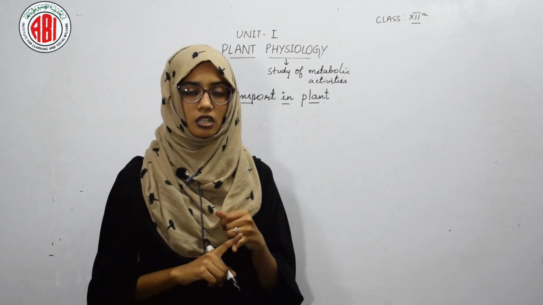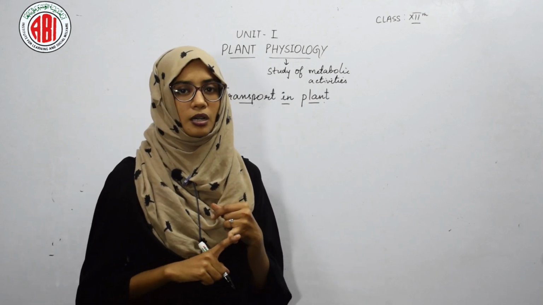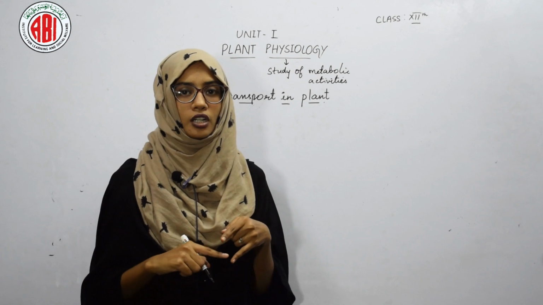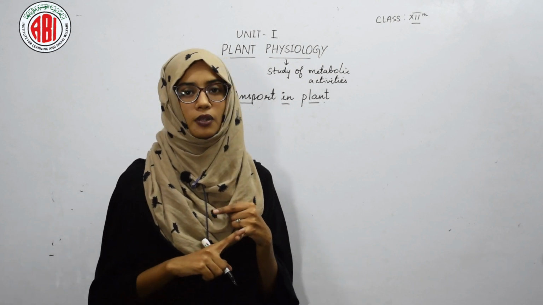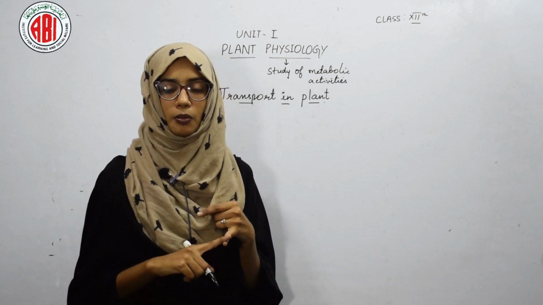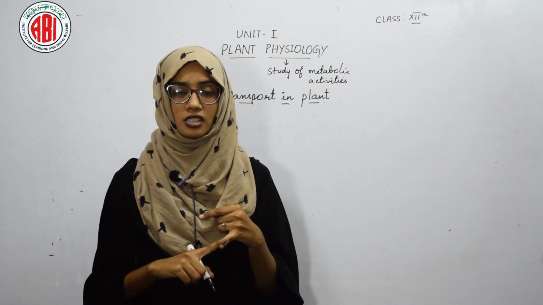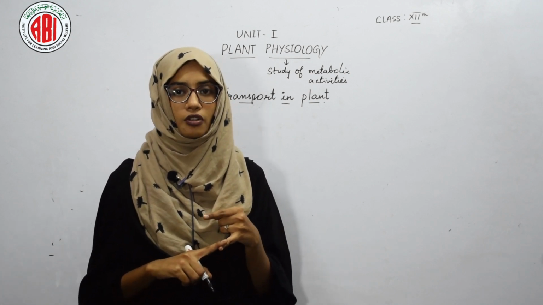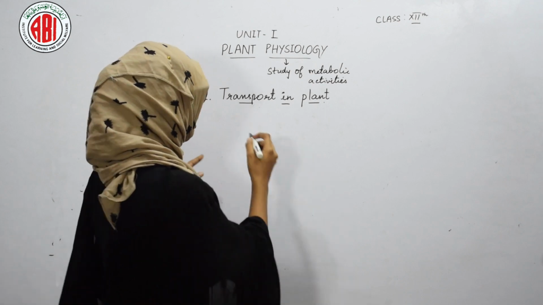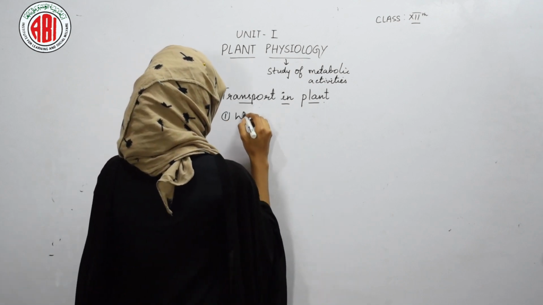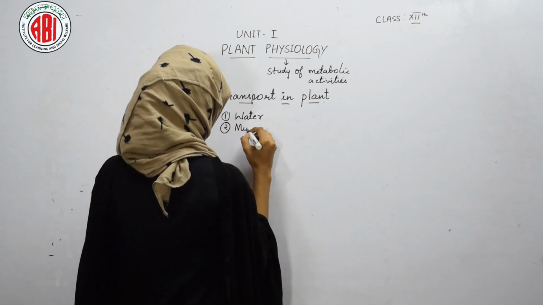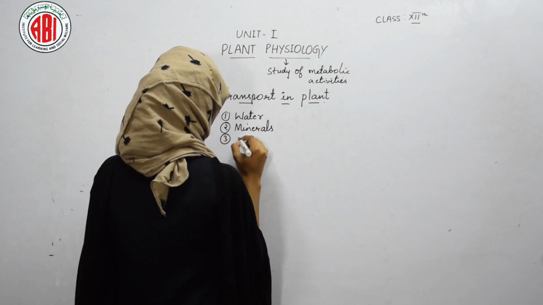Firstly, we need to see how many substances need to be transported through the various cells in a plant body. There are three different substances which need to be transported in a plant body, and they are: the first one is water, the second is minerals, and the third one is food.